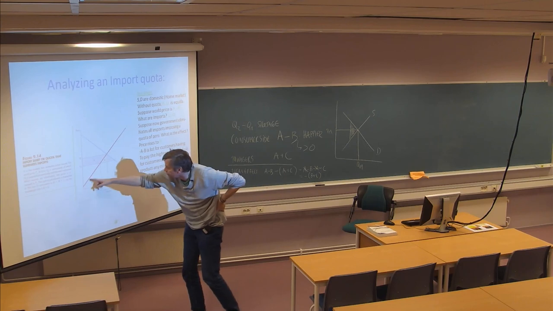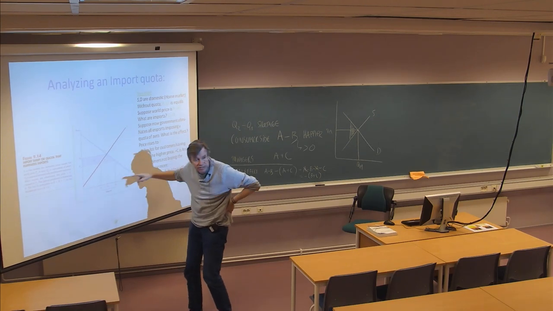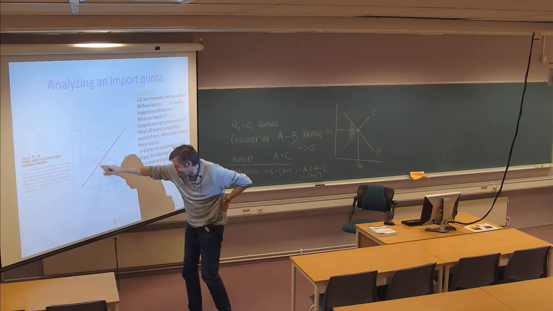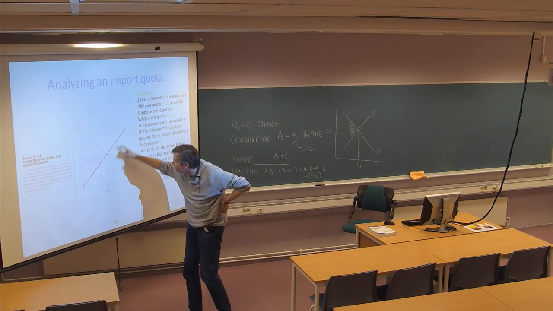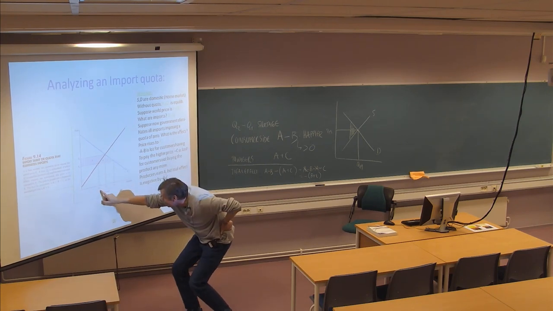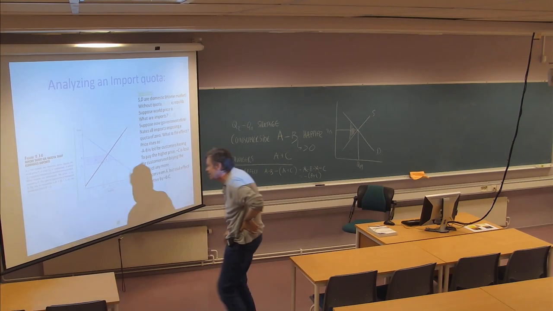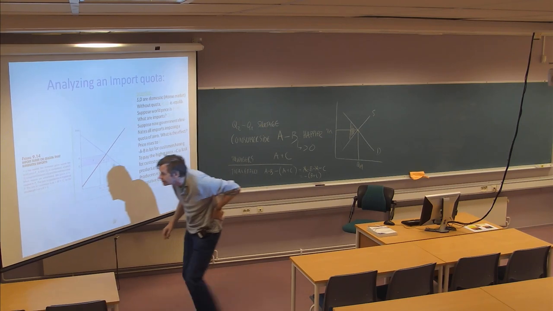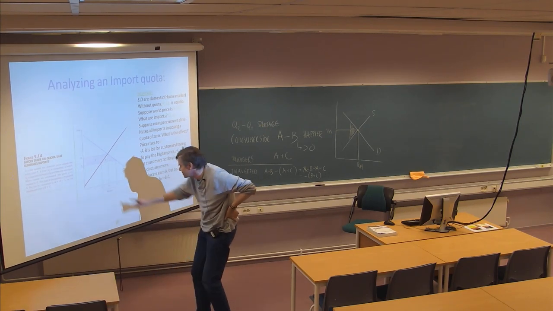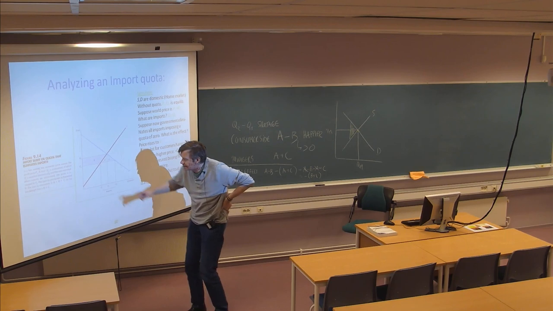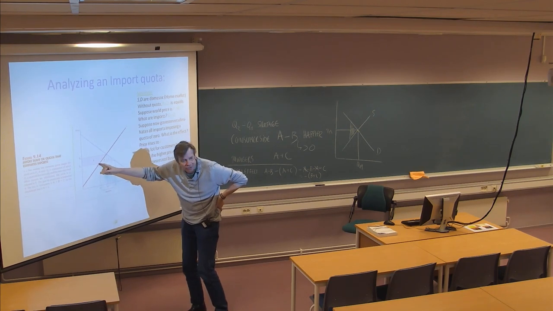Now, these are the local suppliers here. These are the local demanders in this country, which may be Norway, and this is the world market price. Of course, for that price, the local suppliers will only supply this amount here. Q, what does it say? It's S, it seems. This is at least QD, domestic. In any case, this is what the local market puts into it.